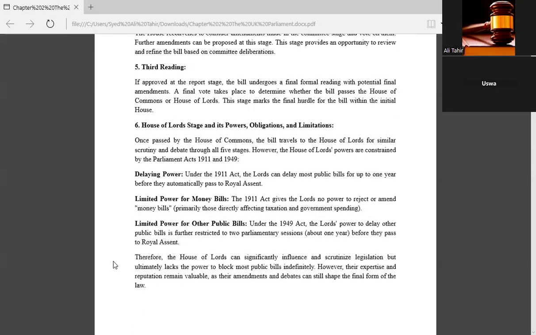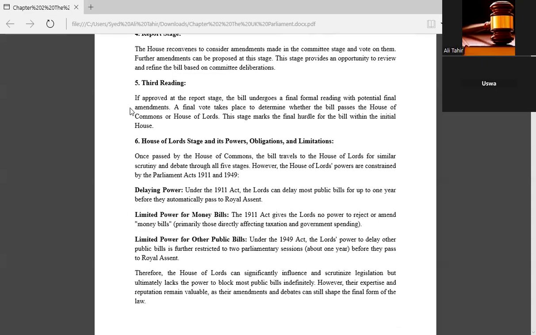The third reading. If approved at the report stage, the bill goes to a formal reading with potential final amendments. A final vote takes place to determine whether the bill passes the House of Commons or the House of Lords. This stage marks the final hurdle for the bill within the initial House.